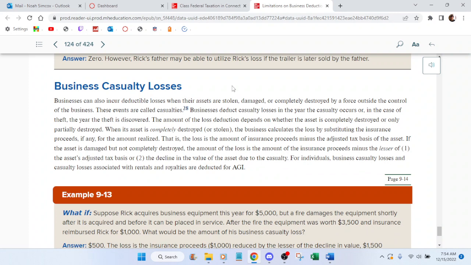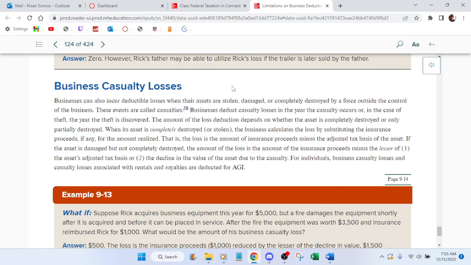When it is completely destroyed, the business calculates the loss by substituting the insurance proceeds for the amount realized. The loss is the amount of insurance proceeds minus the adjusted tax basis of the asset.